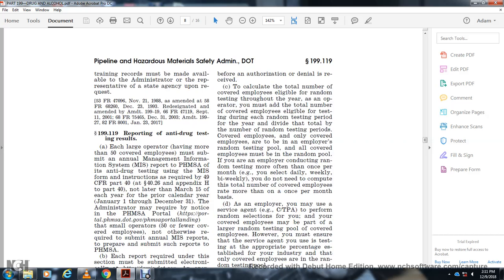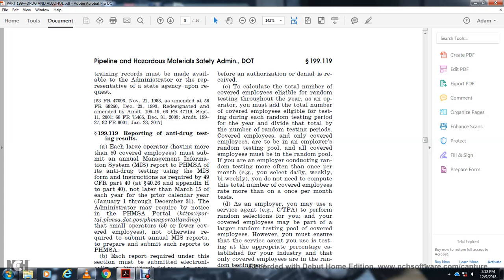199.119, Reporting anti-drug results. Each larger operator must submit the annual management information system report to PHMSA with the anti-drug testing data, using the management information system form covered in Title 49, Part 40, Section 40.26, and Appendix H of Part 40, no later than March 15th of each year for the prior calendar year, January 1st through December 31st. Operators may be required to use the PHMSA portal, PHMSA.gov, PHMSA portal landing.